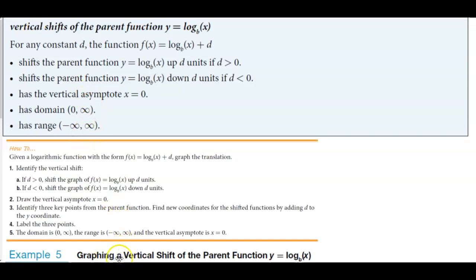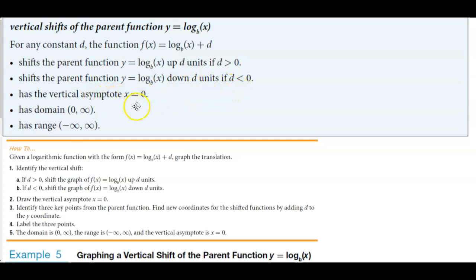Okay, in example 5, we're graphing a vertical shift of the parent function y is equal to the log of base b of x. Vertical shifts of the parent function y is equal to the log of base b of x. So for any constant d, the function f of x, which is equal to the log of base b of x plus d, shifts the parent function up d units if d is greater than 0. It shifts the parent function down d units if d is less than 0.